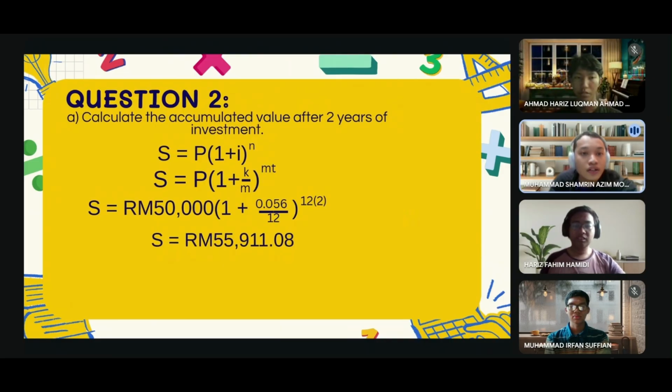Question 2A. Calculate the accumulated value after 2 years of investment. To solve this question, we will be using the formula. Now we just put the numbers in the formula. So it's S equals 50,000 times bracket 1 plus 0.056 over 12 close bracket to the power of 12 times 2, which gives our answer of 55,911 ringgit and 8 cents.